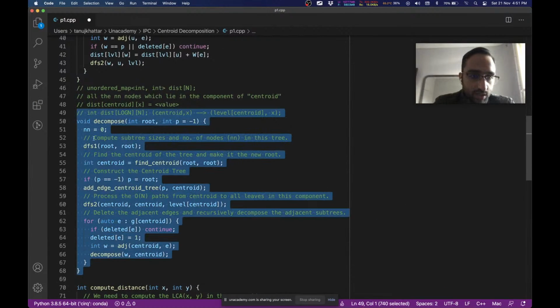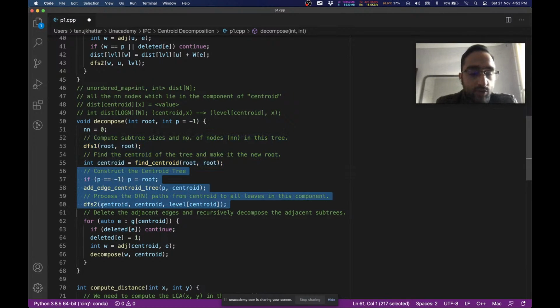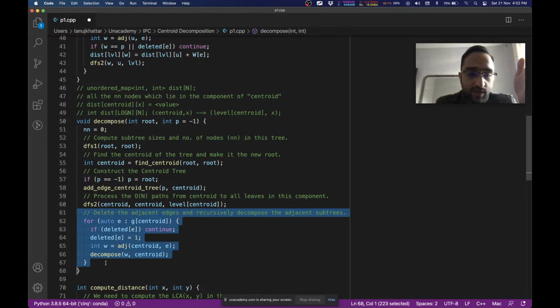You have a decompose function. This part is standard for every question. You probably want to do a DFS to compute subtree sizes. Find the centroid. Once you find a centroid, you want to do some pre-processing. This part of actually doing the pre-processing varies from function to function. But once you have done the pre-processing, this part of iterating on the adjacent edges, deleting them, and then recursing is also standard across all problems.